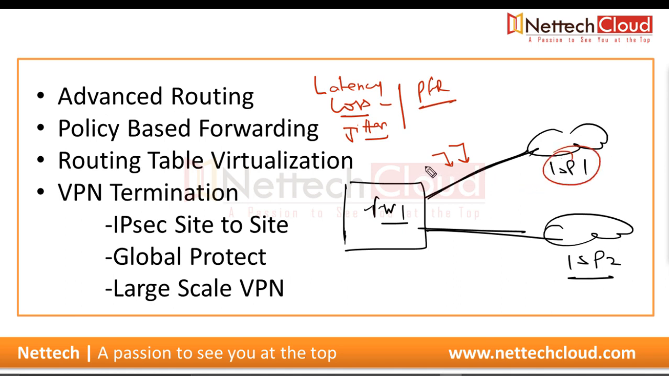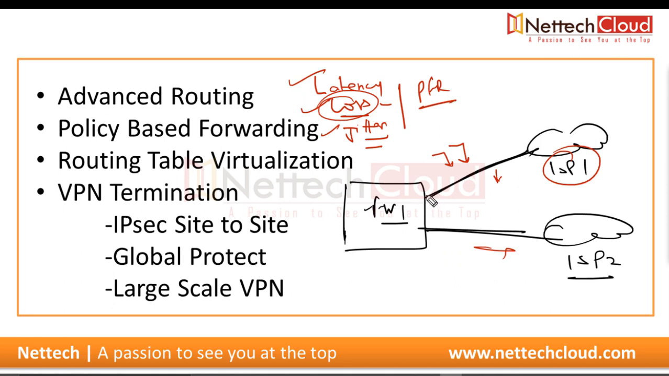As long as the service level agreement defined in the performance, like latency, packet loss, and jitter, is being met, within the limit. And in case something goes wrong with the link, or there is packet loss more than what we have defined, the traffic should be automatically shifted to ISP2. So is that possible? Yes.